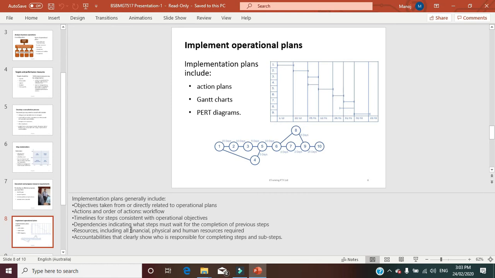Dependencies indicating what steps must wait for the completion of the previous step as well. Resources including all financial, physical, human resources required, accountabilities that clearly show who is responsible for completing steps or sub-steps.